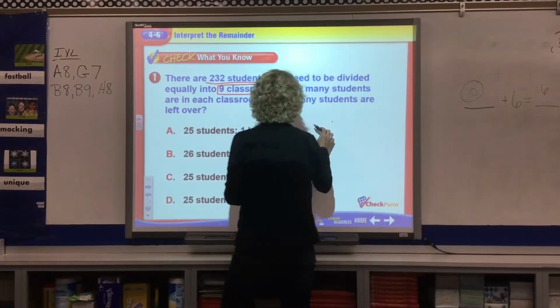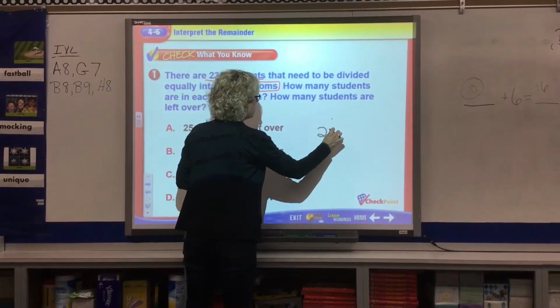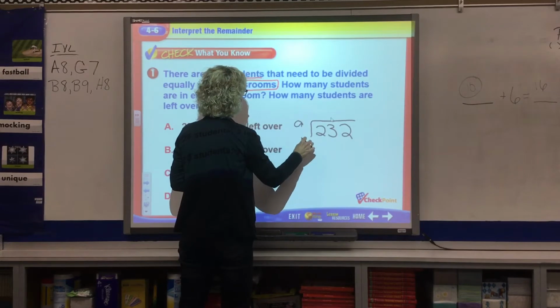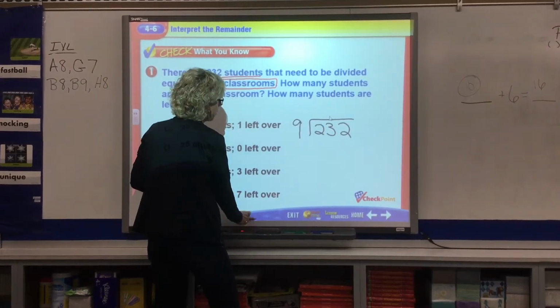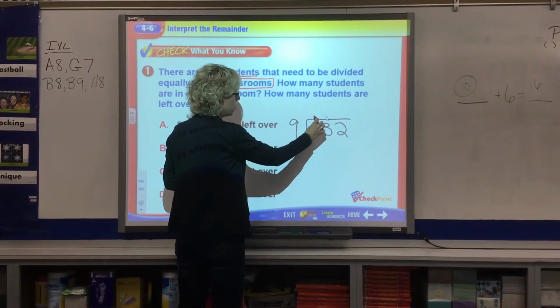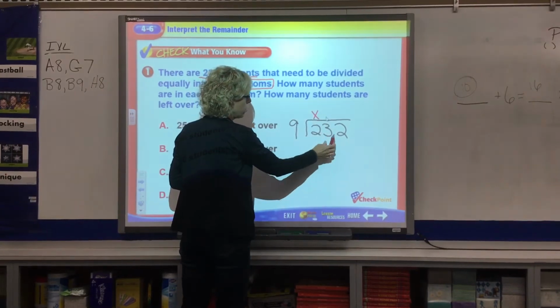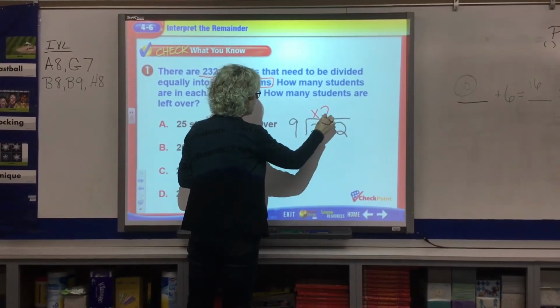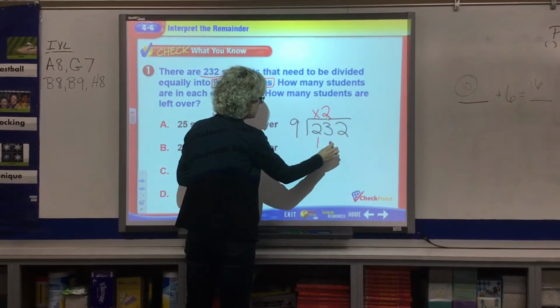232 divided by the number of classrooms, which is 9. Okay, so we're going to go ahead and divide. Does 9 go into 2? No. Does 9 go into 23? Yes. How many times without going over? You would say 2. 2 times 9 is 18.